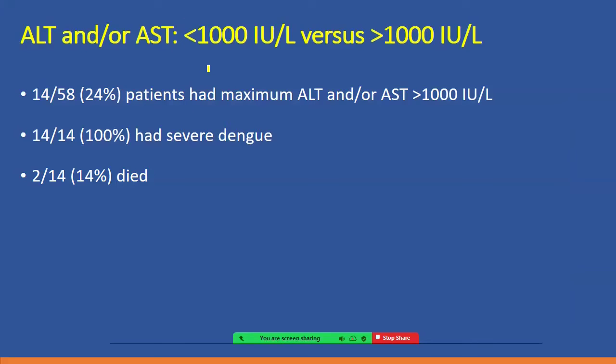As severe dengue has been defined by the AST/ALT elevation of more than 1000, we also distinguished the patients who had less than 1000 enzymes from those who had more than 1000. So out of 134 patients, 24% had enzyme levels more than 1000. 58 had severe dengue and 14 patients out of the 58 had more than 1000 enzymes. And all these have been classified as severe dengue. Only 14% of the patients who had liver enzymes more than 1000 died.